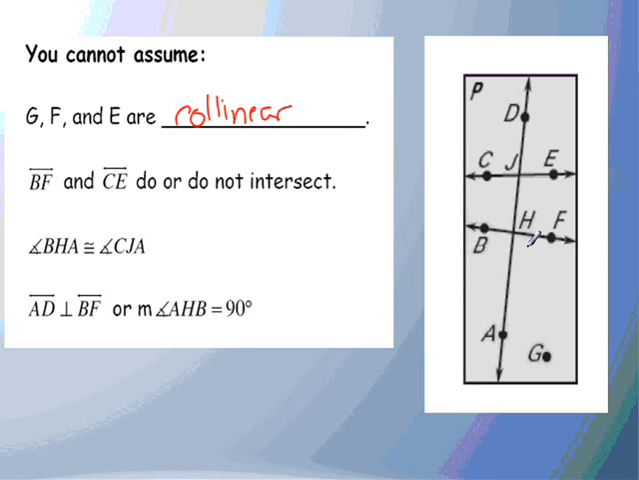All right, and I can't assume that BF and CE either intersect or do not intersect. It looks like if they were to continue out here on the plane that they would intersect, but I don't actually know whether or not they're parallel, so I can make no assumptions whatsoever. And I can't assume anything about congruent angles or perpendicular angles or the measure of any angles, whether it be 90 degrees or acute or obtuse. Nothing about angle measure can I assume.